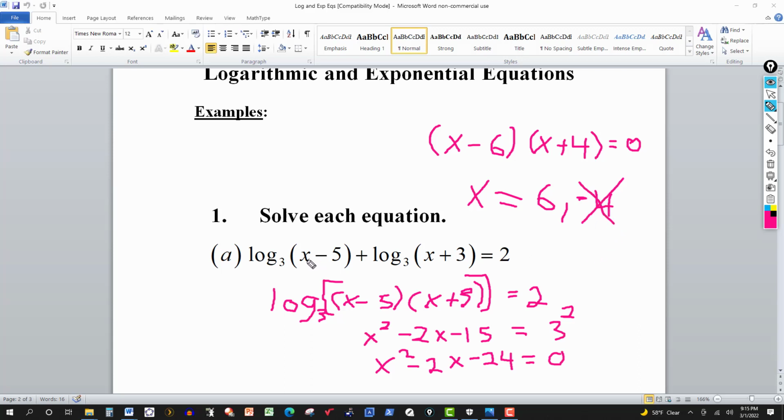Let's try 6. 6 minus 5 is 1. The log of 1 to base 3 is 0, because 3 to the 0 is 1. So that term cancels out. If I put a 6 right here in this next log, 6 and 3 is 9. The log of 9 to base 3 is equal to 2. That checks. So this is the only solution that we have.